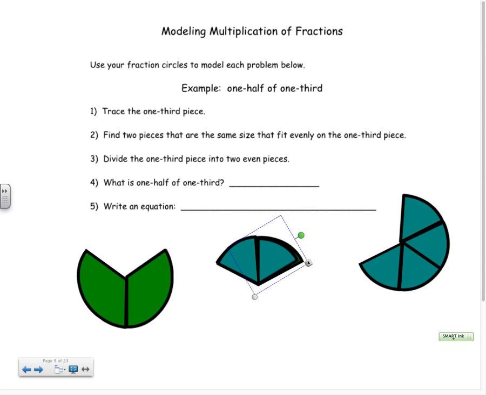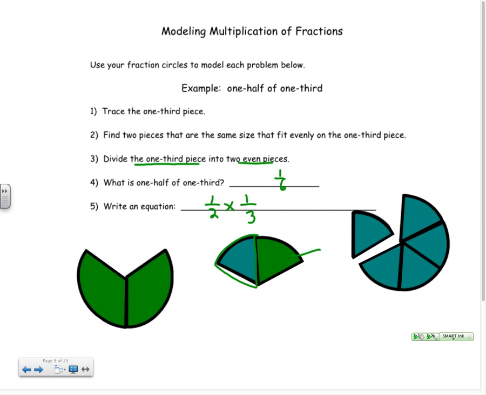So what I've actually just modeled is 1/2 of 1/3. I divided the 1/3 piece into two even pieces. So what is 1/2 of 1/3? Well, I'll show you here. It is 1/6. You can see half of this 1/3 piece is this part here, the 1/6. So to write my equation, it would look like this: 1/2 times 1/3 equals 1/6.